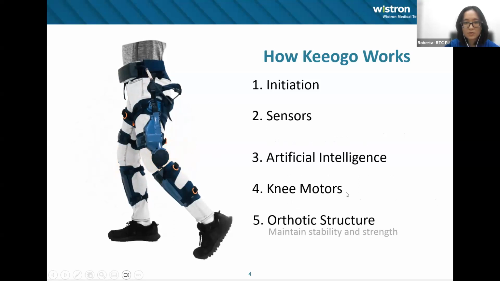Okay, so Keeogo is also an orthotic structure. It maintains the patient's stability and strength. So you can see this device is fixed. If let's say they don't have a stable knee, when they walk, they may buckle or shrink around the leg, which this orthotic device can help them to stabilize when they are moving around.